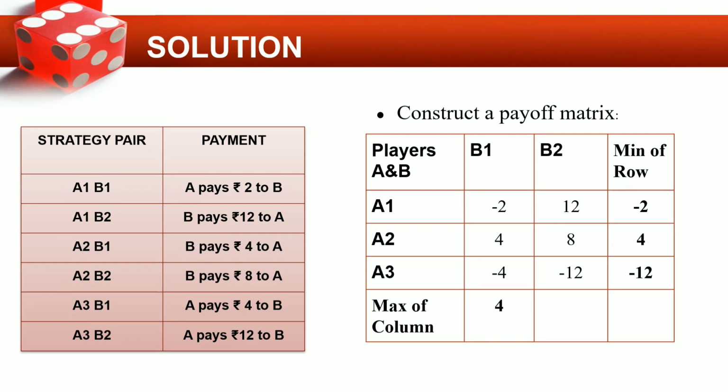After finding the minimum of rows, now let's fill in the maximum of columns. For the maximum of columns, we will take the highest value from the two columns, that is B1 and B2. So let's take the first column, that is B1. In that particular column we have three values, that is -2, 4 and -4. Between these numbers the highest value is taken. Now you can see that the highest value in these three is +4. So we have written that +4 here.